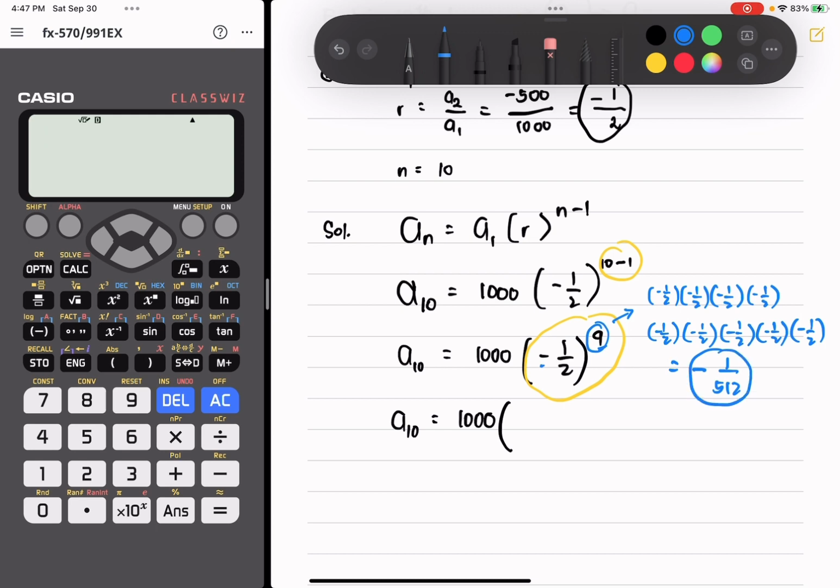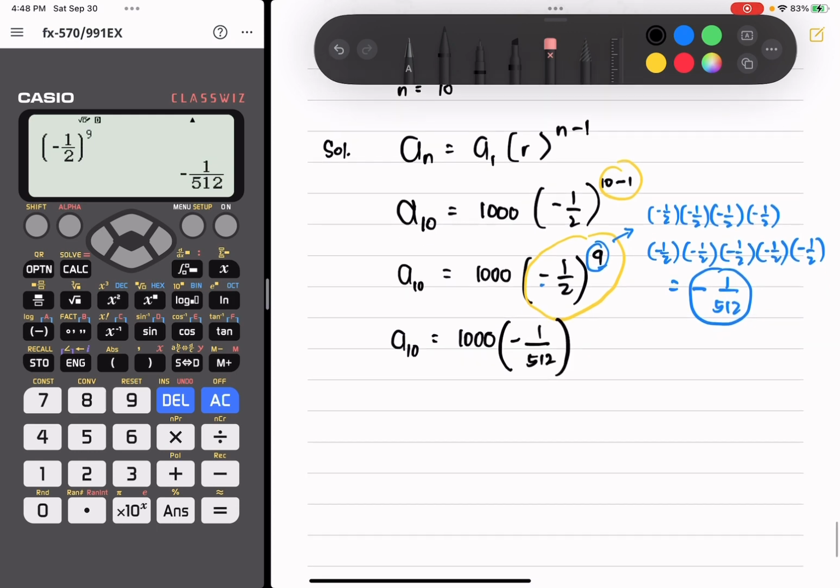So the answer is negative 1 over 512. Let's check. Parenthesis muna, fraction 1. Ay, wait lang, I forgot the negative. Negative fraction 1 over 2, close parenthesis, and then 9 as the exponent. So, tama. Okay? So, yun isusulat natin dito. We have negative 1 over 512. Next. A sub 10 equals, syempre, positive times negative. The answer is negative.